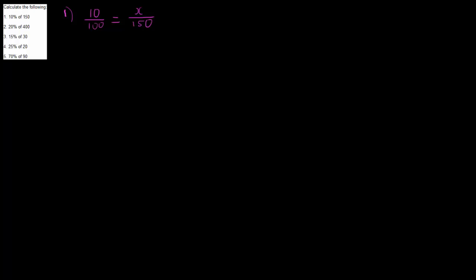So to do that, I'm going to multiply the diagonal values that do not involve x, and that's going to give me 10 times 150. And then I'm going to divide by what's left over. So I'm going to divide by this 100. And that will give me my value for x.